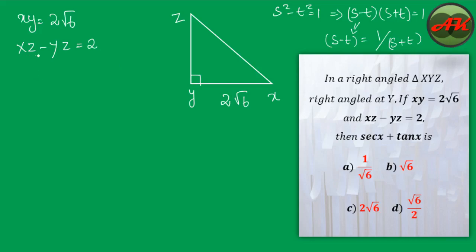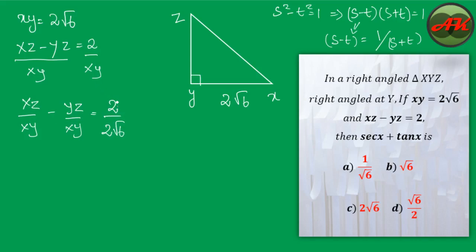So they have given XZ minus YZ is equal to 2 here. So now I am dividing this whole equation by XY. So I am writing here XZ by XY minus YZ by XY is equal to 2 by, we know the value of XY, so here 2 root 6. So by simplifying we get here 1 by root 6, right?